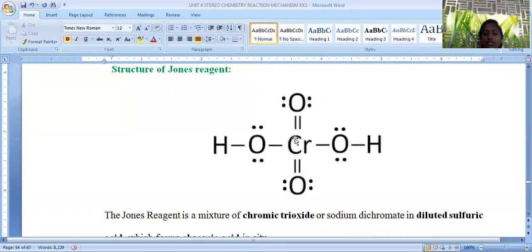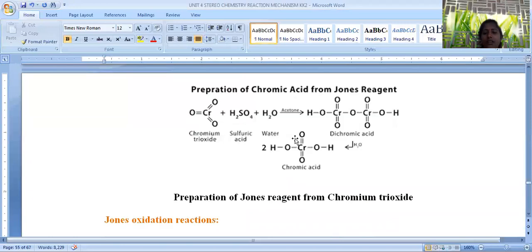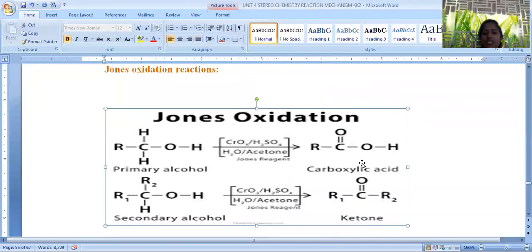So Jones reagent is also used to give the same kind of product just like camenophore oxidation. So by this we completed oxidation. We will discuss reduction.